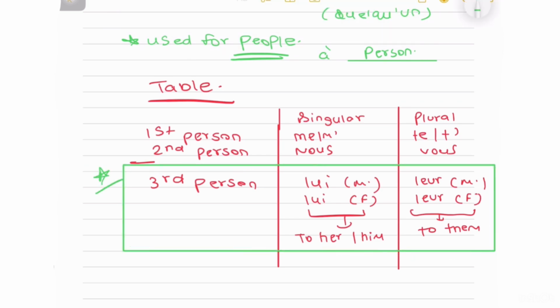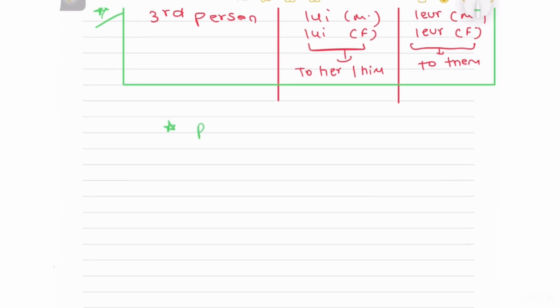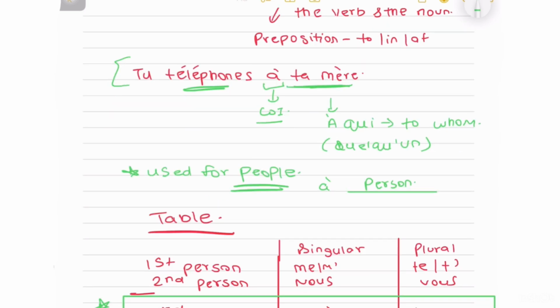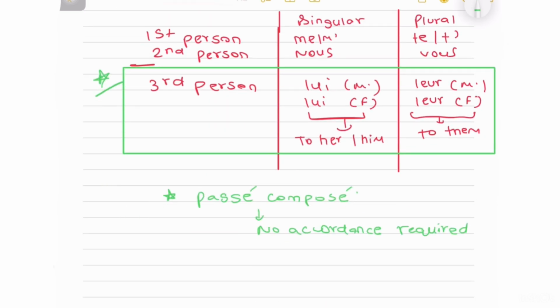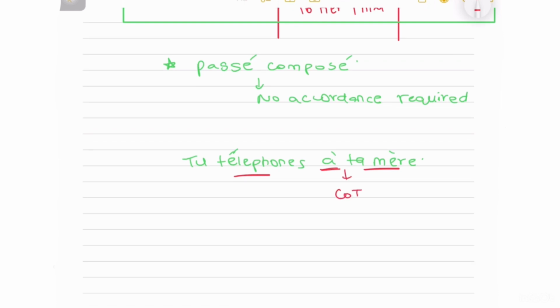Note it down. This is a bit simple. Here no accordance is done when you're doing it with passé composé, for example I wrote to her. So no accordance with anything. If this was my sentence, tu téléphones à ta mère, I want to make this into COI. So what do I get? First, I'll identify which pronoun it is. Between the verb and the noun, as I told you, à is there, that is à and then a person. So my question is à qui. If I can ask the question à qui, it means COI.